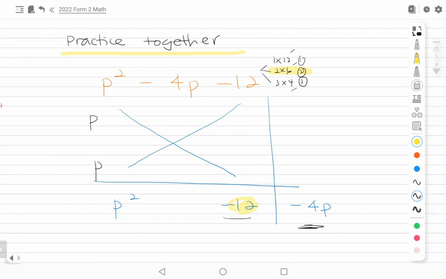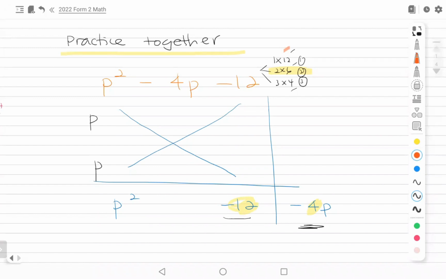So which to choose? It depends on which pair of numbers, when we add up or when we subtract, can become negative 4 or 4. If you look at 1 and 12, 1 plus 12 or 12 minus 1 is impossible to get 4. So you don't choose the first pair. Then we move on to the second pair, 2 and 6. 6 minus 2 can be 4, right? Then we will choose the second pair.